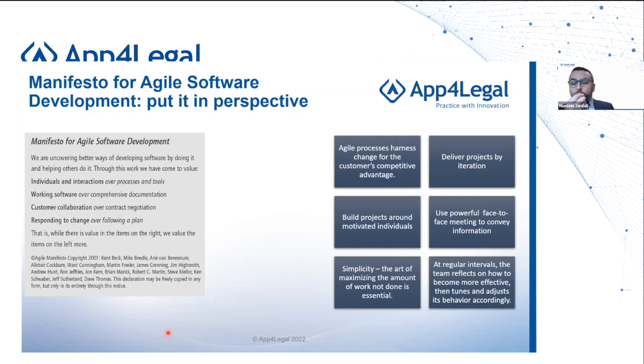One thing is that agile processes harness change for the customer's competitive advantage. This is one. Deliver projects by iteration. What I mean by iteration, in the case of law firms and in-house legal departments, is telling everyone what's happening at each stage of the process. Build projects around motivated individuals. The people working on the litigation cases, matters and contracts need to be motivated. Use powerful face-to-face meetings to convey information. Lawyers should meet on a daily or weekly basis to discuss what to do with these kinds of problems.